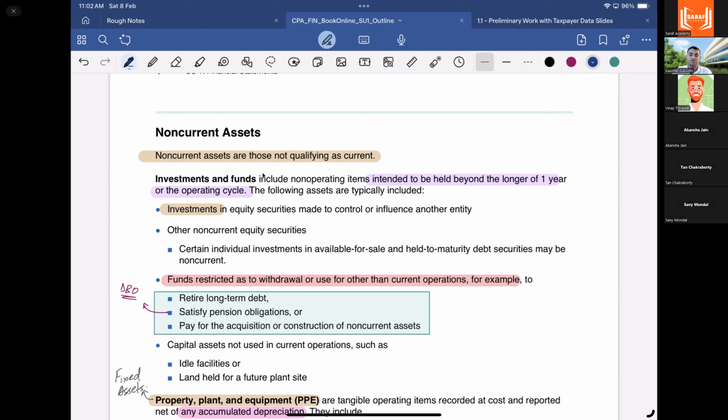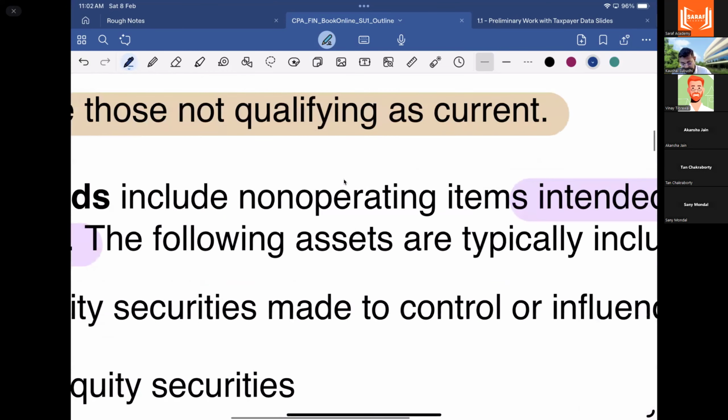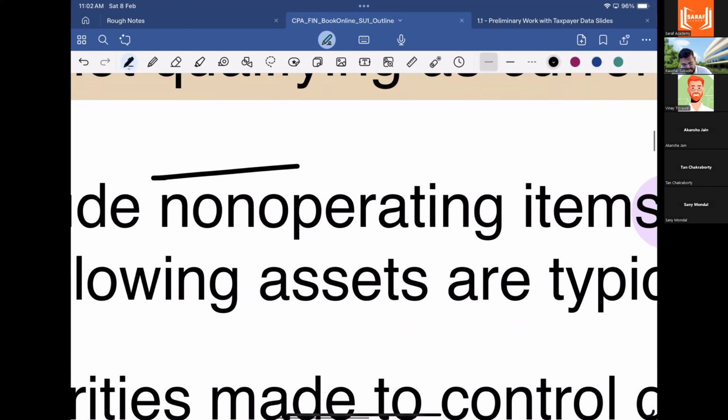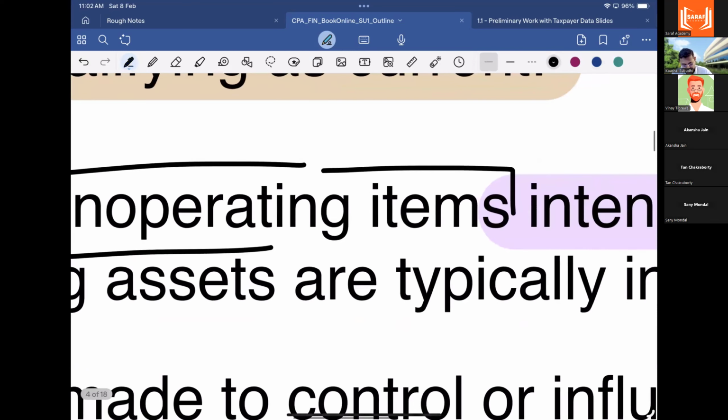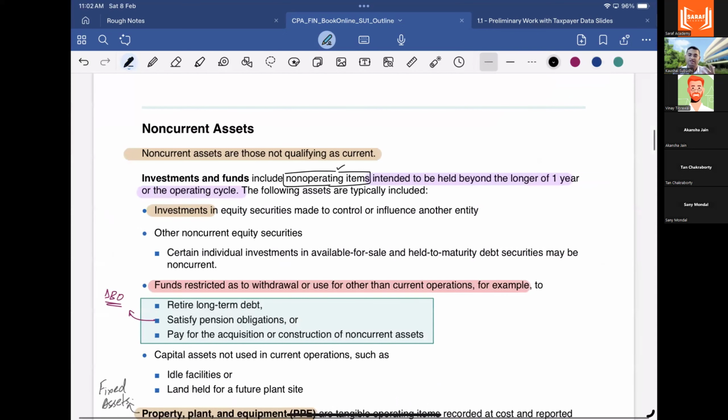So investment and funds include non-operating items. Now, these are non-operating items. Just keep this thing in your mind that we are just talking about the non-operating items. So what do you mean by non-operating items? So non-operating items refer to the fact that we are basically not using those assets in our day-to-day business operations, right? So let's say funds and investments, those investments which have been made in mutual funds. Let's say I'm a manufacturing entity and I have invested a few of my money in some stocks and mutual funds and all.